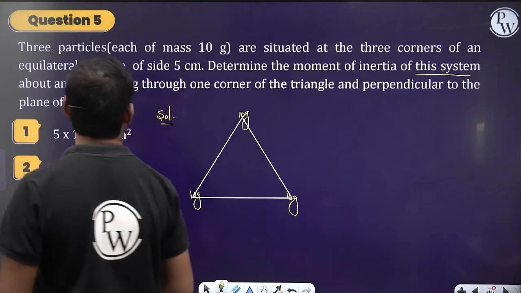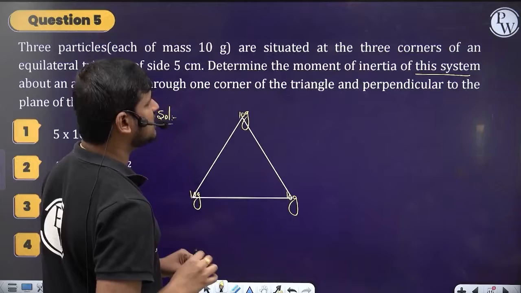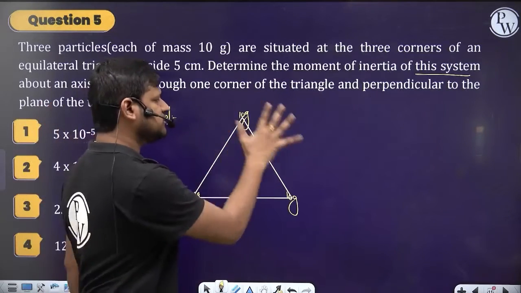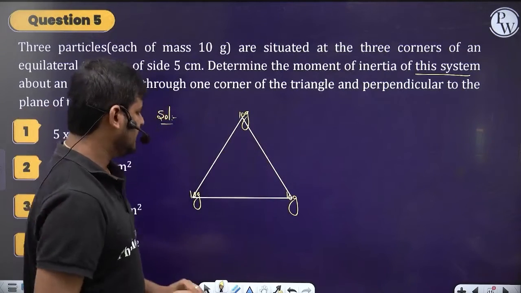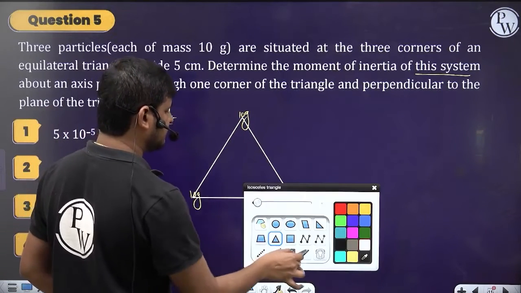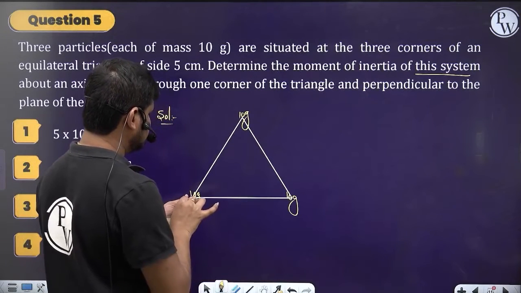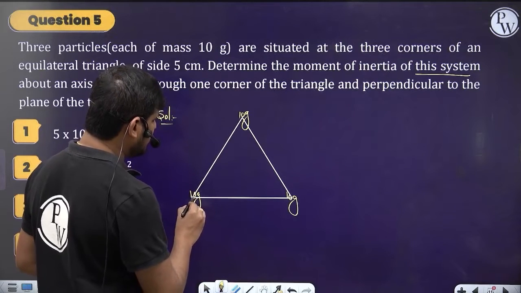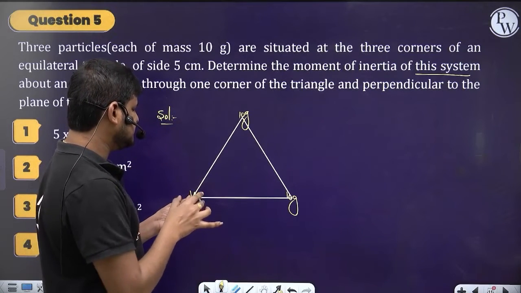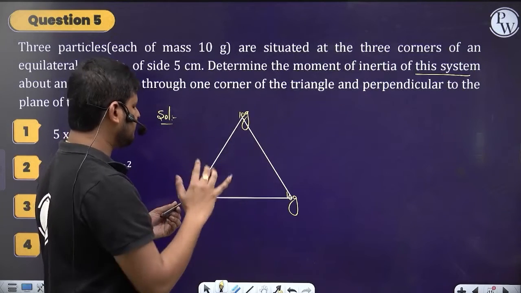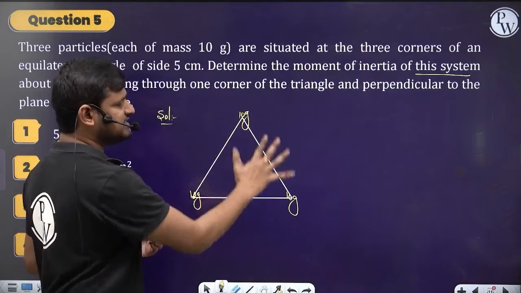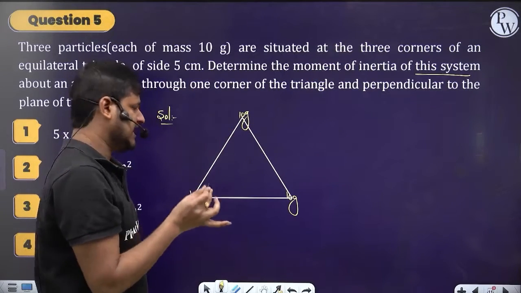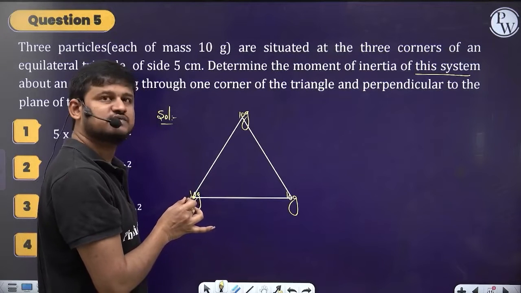About an axis passing through one of the corners of the triangle and perpendicular to the plane of the triangle. So let's consider the triangle is in this plane, and your axis is passing through, just understand properly, guys, any one of the corners. So let me take the axis passing through this corner and perpendicular to the plane in which the triangle lies. This board is the plane now. So now I am passing a line here, through one of the corners of the triangle.